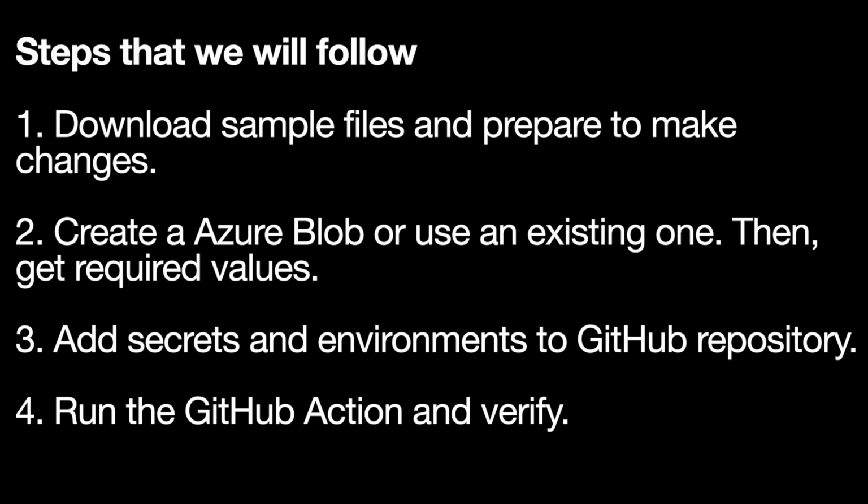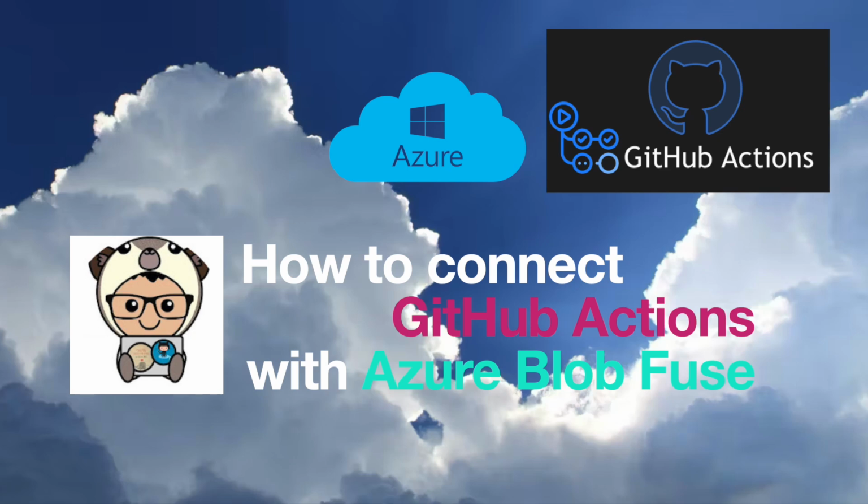Here, I present the steps that we will follow. 4 steps in total. First, we'll download the sample files and prepare to make some changes and put them inside the repository. Then, we'll create an Azure Blob or use an existing one if you have one. Then we will get the required values and write them down or save them somewhere. We need them later. Third, we'll add a secret and environments to the GitHub repository. If you're not sure, don't worry, you'll see what I mean. Last step is we'll run GitHub Actions and then verify that it is there.